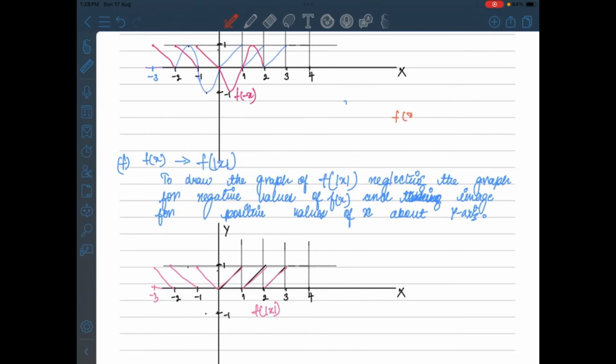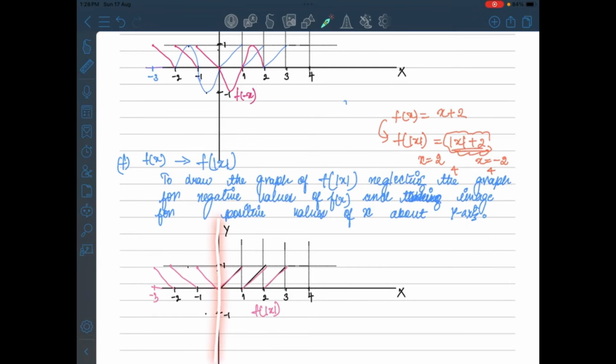Let us take one example for a better understanding. Let us say f of x was earlier x plus 2. Now the transformation that I have done is, this is the function that has become mod x plus 2. This is your function now. In this function, if you take the value at 2 and the value at minus 2, it will still be 4 for both. So whatever is the image for the positive x coordinate will be the image for the negative. In this case, we consider the y-axis as a mirror.